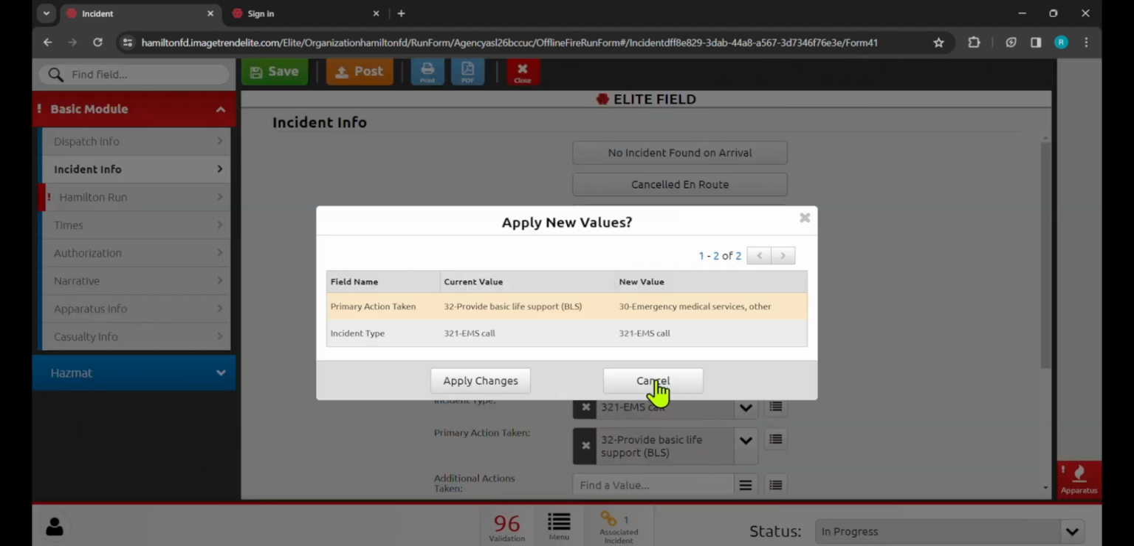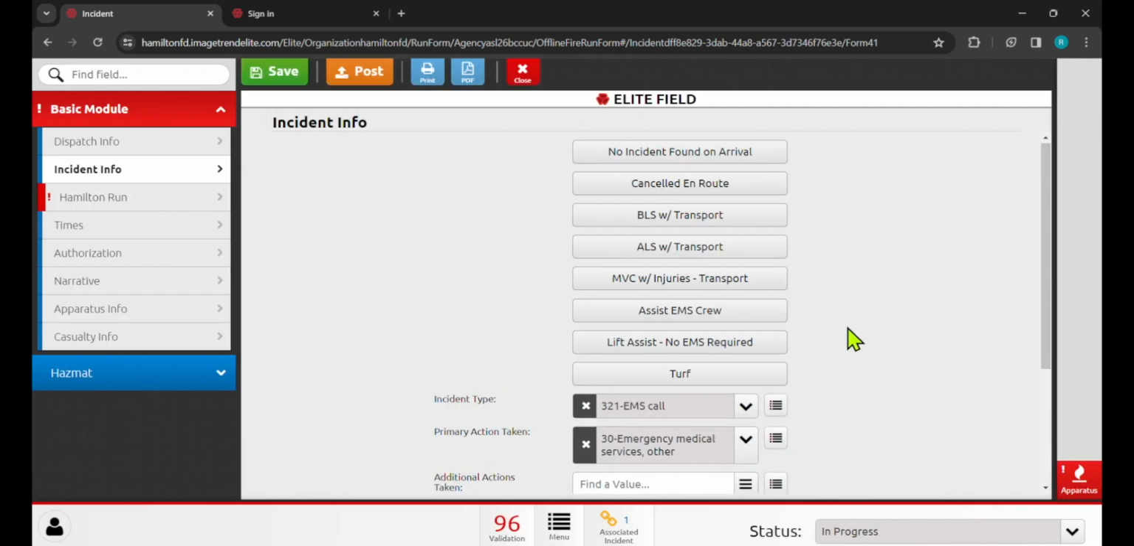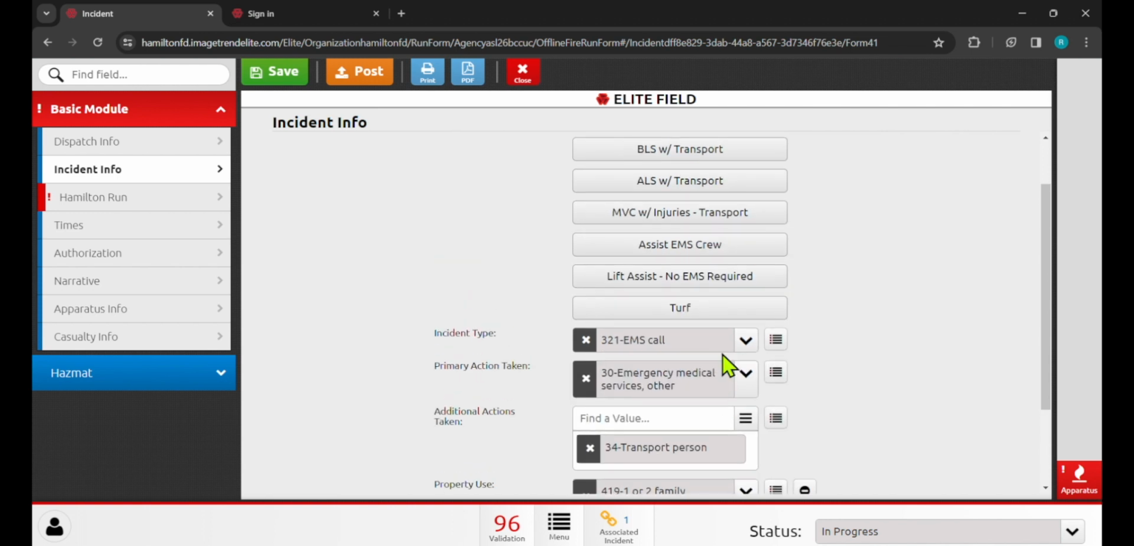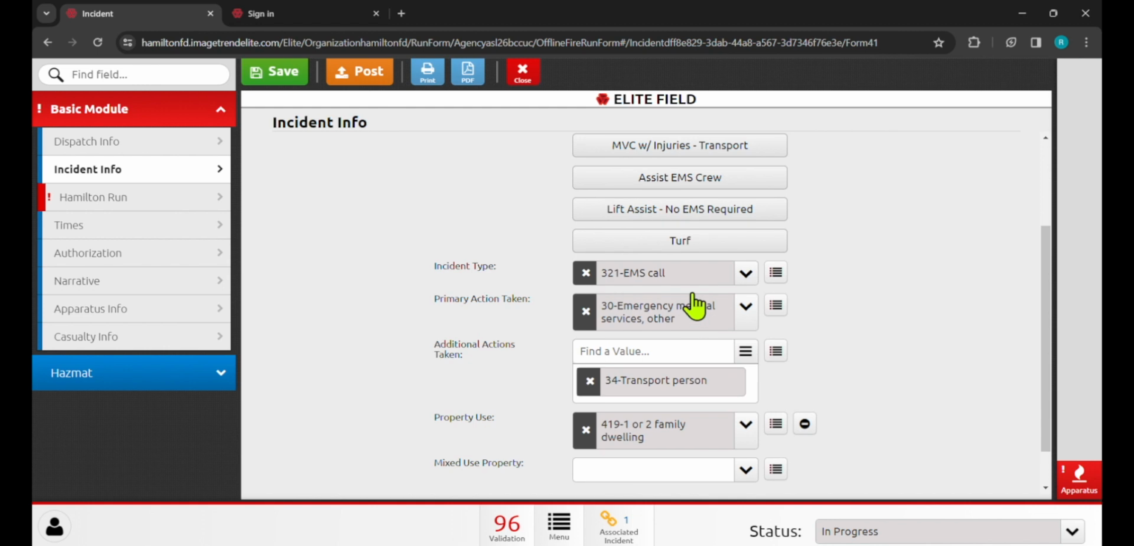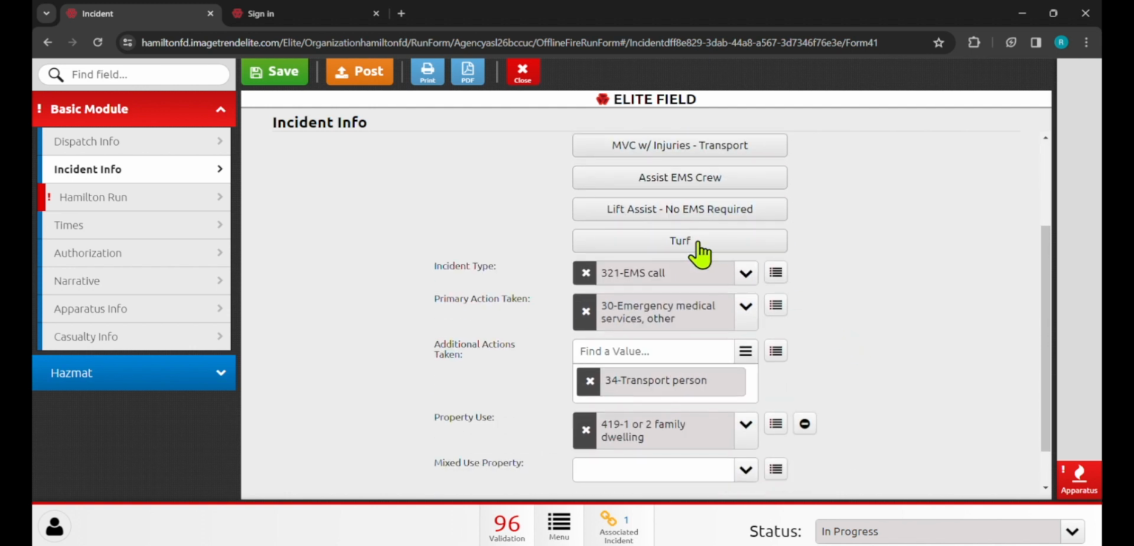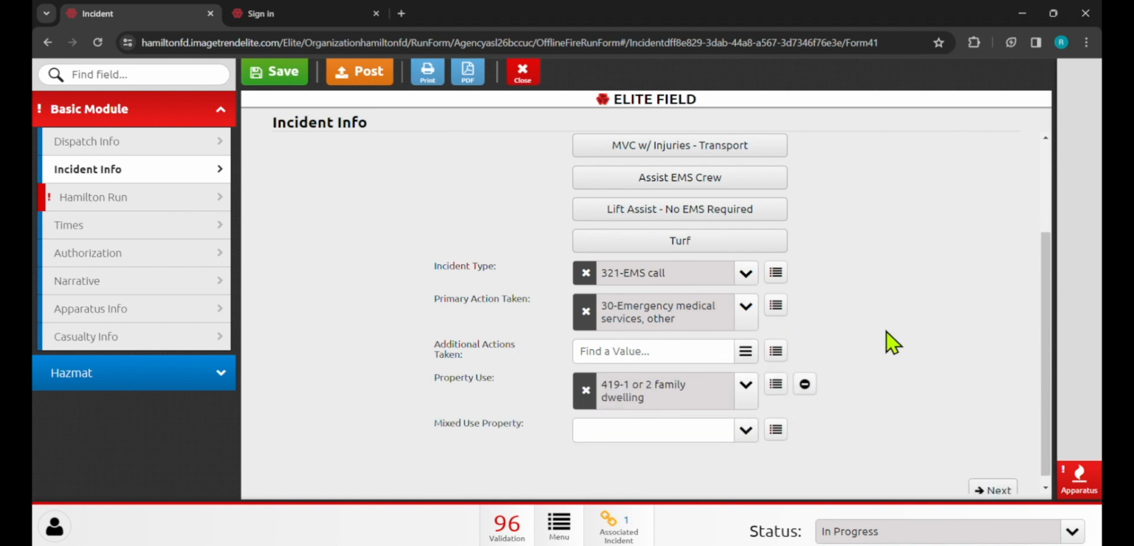What about a non-transport? Okay, still an EMS run. Emergency medical services, other, and this is a general way of saying we checked them out. We checked for injury. We did some EMS, but it wasn't advanced or basic life support. Are we finding? Did I find a problem right now? I think we did. Yes. So we found a problem. Our turf button is still saying we took the action of transporting them, so that will need corrected.